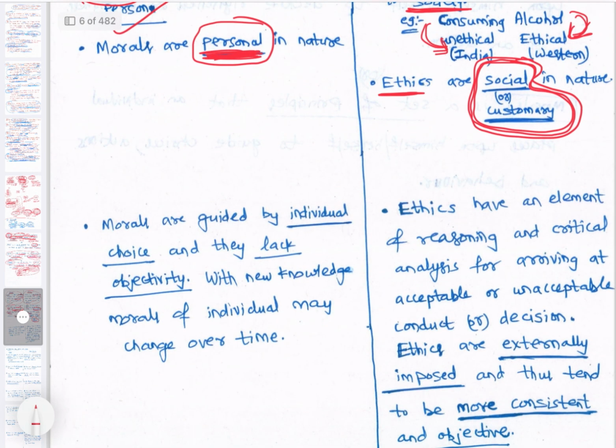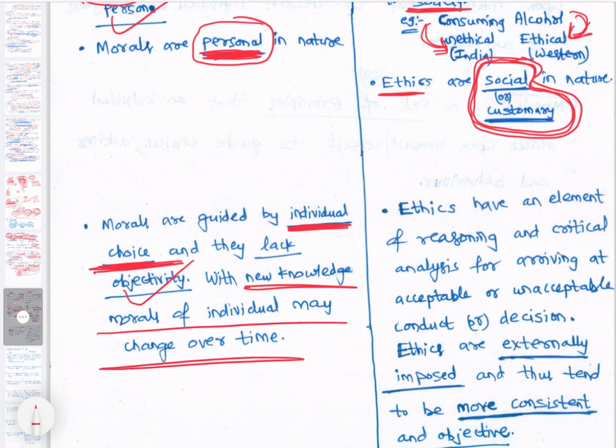Then morals are guided by individual choice, and they lack objectivity. With new knowledge, morals of an individual may change over time. Okay, for example, suppose you are born in a village which considers intercaste marriage as immoral.